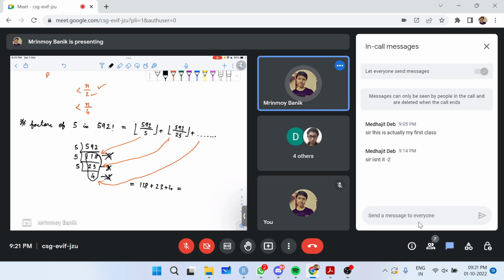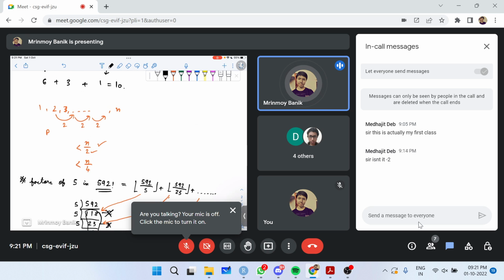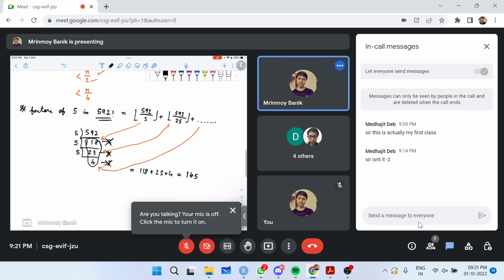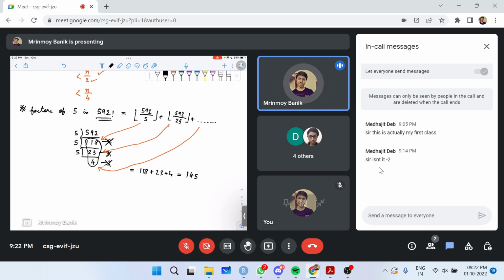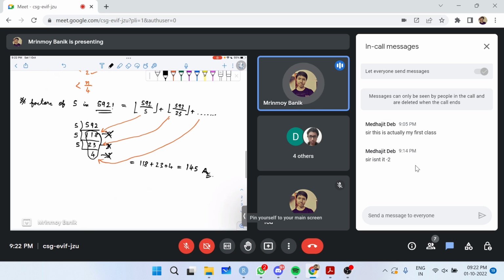Right, like 141 plus 4, 145, right? So it's 145. So the number of zeros at the end of 592 factorial is 145. So I hope the calculation is clear to everyone. It was the easiest one of the 4 problems, and I even gave a hint on how to find the factors of 5 in 592, but still only 2 or 3 of you could do it.